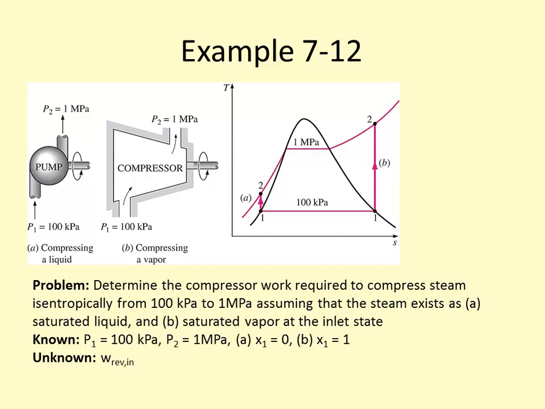So let's just do an example. We're going to look at the difference between pumping between two pressures in the liquid state versus in the gaseous or the vapor state. So pumps pump liquids and compressors compress vapors or gases. So we're going to look at the two different conditions. In both cases, we're going between the same two pressure points. So we're going from 100 kilopascals to 1 megapascal. But in the first case, we're doing it as a liquid. In the second case, we're doing it as a vapor.